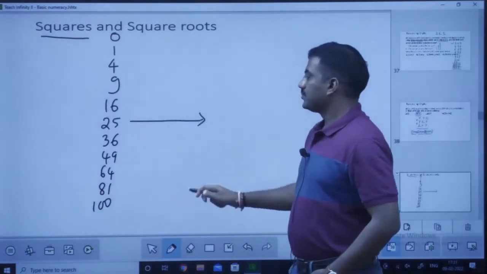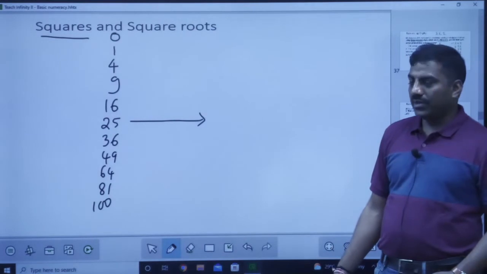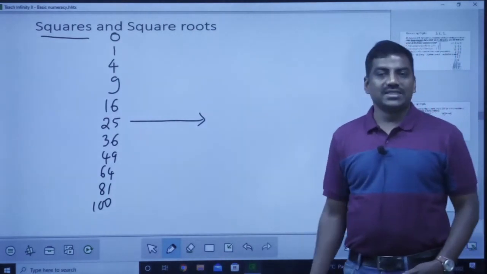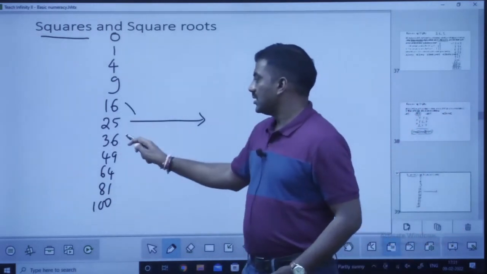Consider this one, 25. Look at the numbers around. You focus only on the last digit. Same.